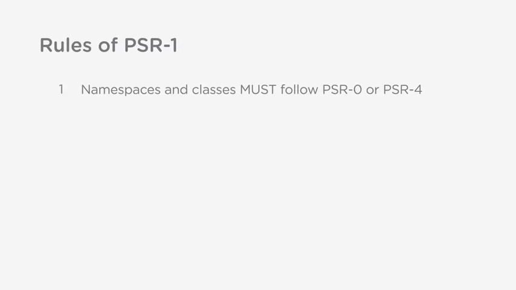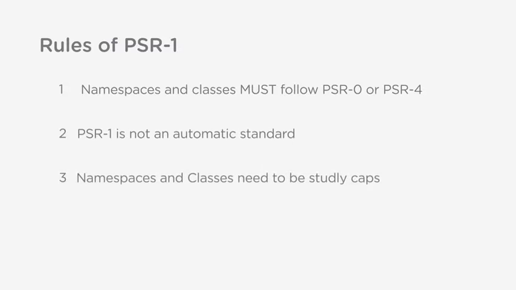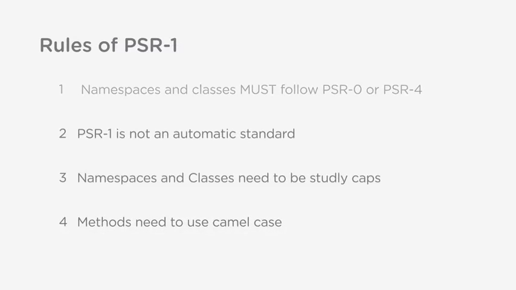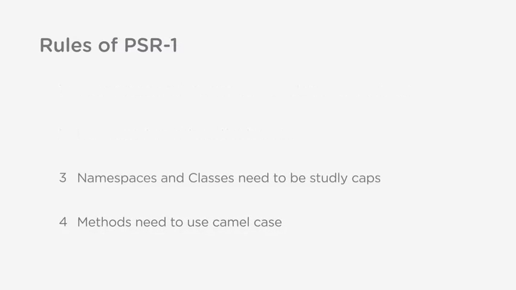Another rule of PSR1 is that namespaces and classes must follow PSR0 or PSR4. That should be fairly easy, as we know how PSR4 works already. They're both autoloading standards and do essentially the same thing. Neither of them care too much what you actually name your namespaces, classes, and methods. PSR1 does. Namespaces and classes need to use studly caps, which means you use a capital letter for each new word, and everything else is a lowercase letter. Methods need to use camel case, which is just like studly caps, but the first character in the whole method should be lowercase as well.